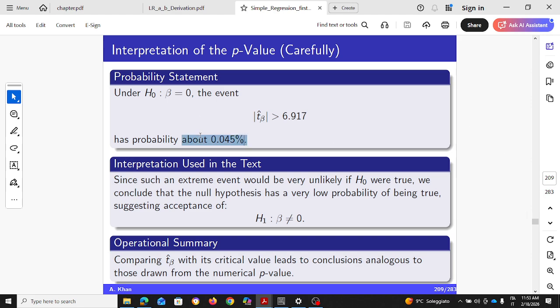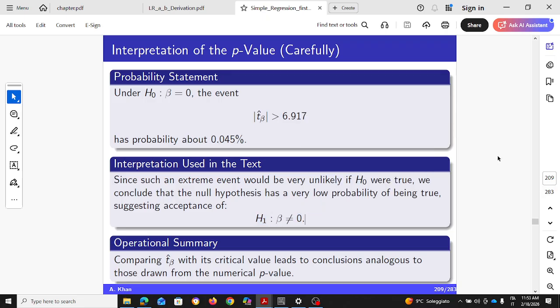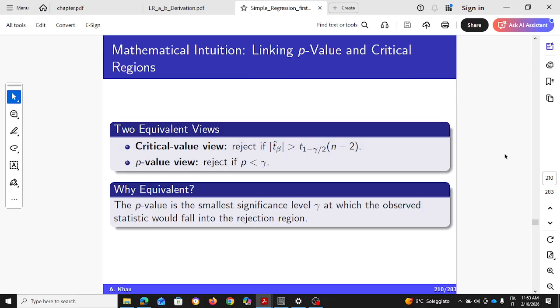Okay. So we have a very low probability here. And that's why we go for the alternative. We say that one is not correct, and we go for H1, which is the alternative hypothesis, right? Okay.